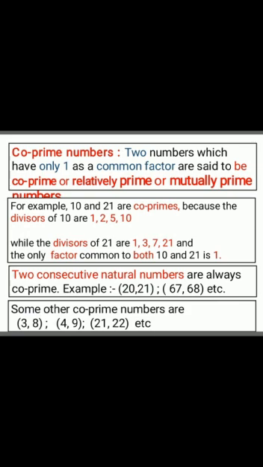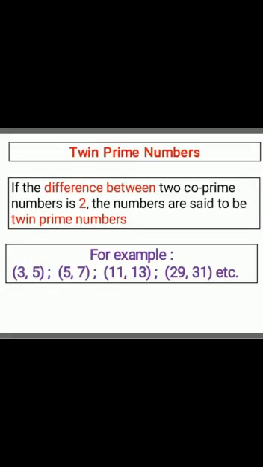Then 4 and 9. Now, what are the divisors of 4? 1, 2 and 4. And for 9, 1, 3, 9. Again here, which is the common factor? 1. So, we can also say that 4 and 9 are co-prime numbers. So, in this way, we can find out which are co-prime numbers. You have to remember that two numbers which have only 1 as a common factor are said to be co-prime numbers. Now, we know what prime numbers are and we know what co-prime numbers are.